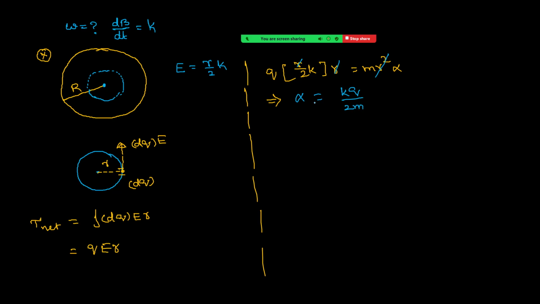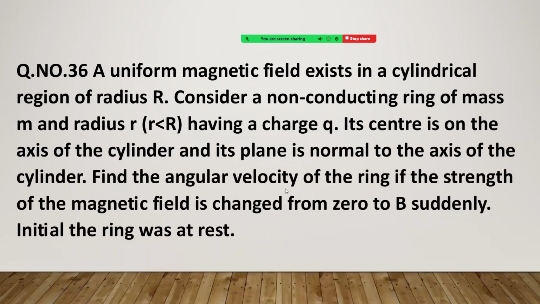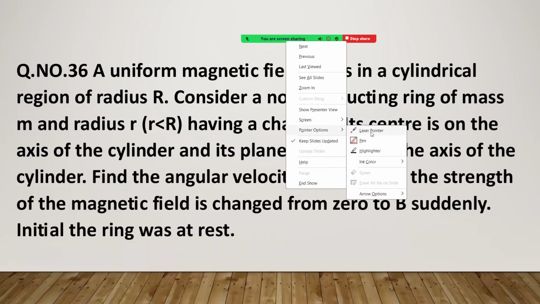We can see alpha is a constant. Since alpha is constant, we can write omega equal to the initial value 0 plus alpha t. So omega 2 equals omega 1 plus alpha t. Alpha is known, kq by 2m, into t, right? Like this, we can calculate the angular velocity of the ring. Let us take one more problem.